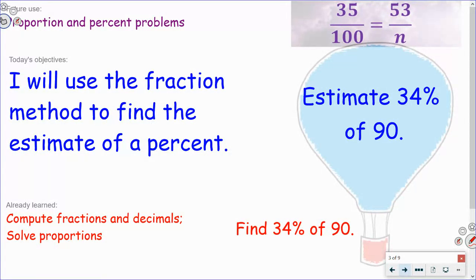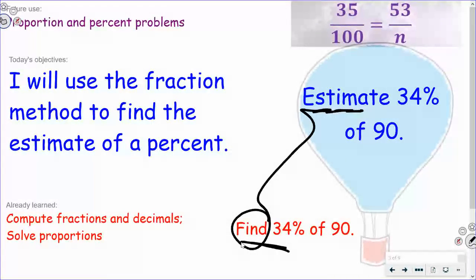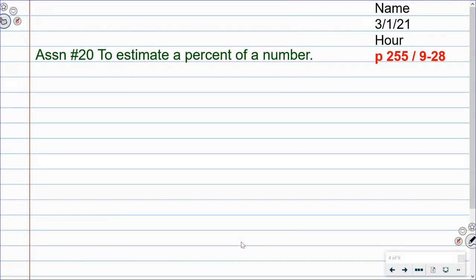I'd like to point out, please, where we've been, where we are now, and where we're going. Now, what have we already learned? Well, we've talked about fractions, decimals, computation of such, solving proportions, using proportions to find percents of a number. Now take a look at today. Almost the same thing. But we're going to use the fraction method to find an estimate. And sooner or later, we're not going to find a percent of a number. We're going to try to find a number when a percent of it is known. But for today, our major focus is on estimating percents.